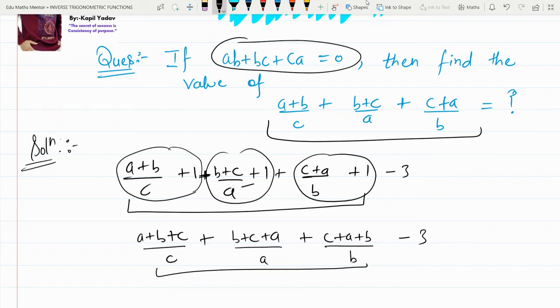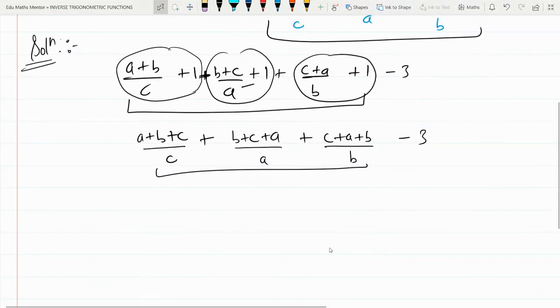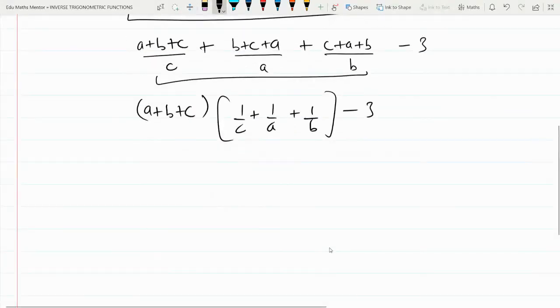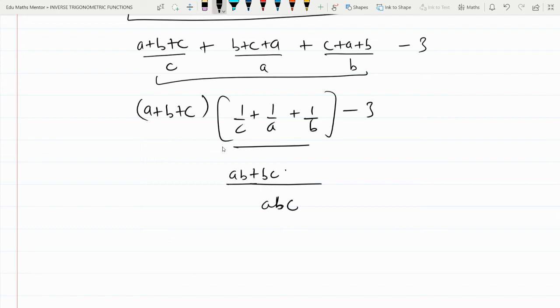Now from this expression what we get? A plus B plus C is common in the whole expression. Okay, so taking A plus B plus C common from this expression, what we get? 1 by C plus 1 by A plus 1 by B, minus 3. Now from this, taking the LCM inside, what we get? ABC in the denominator, and here AB plus BC plus CA. Okay, and A plus B plus C.